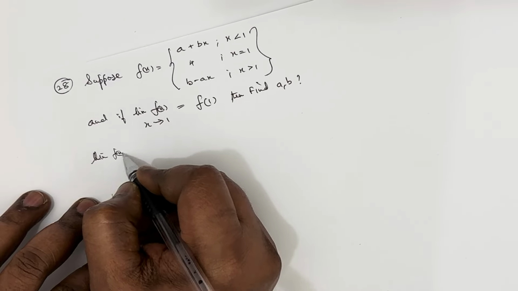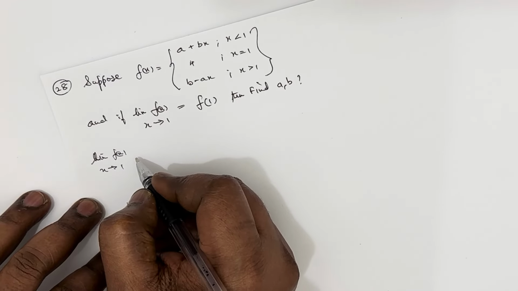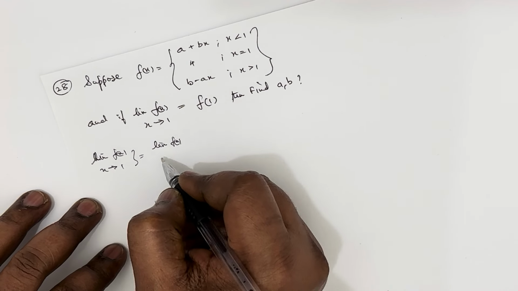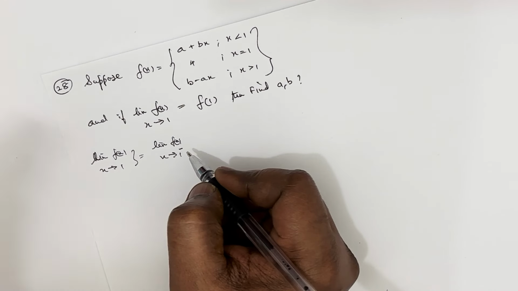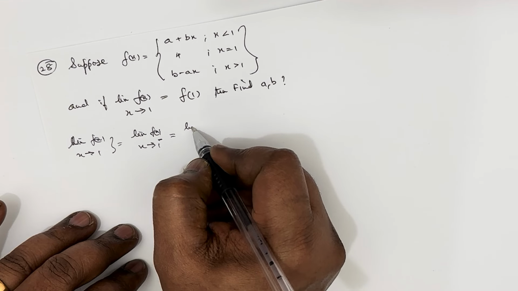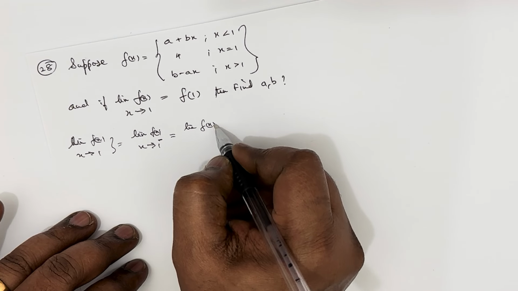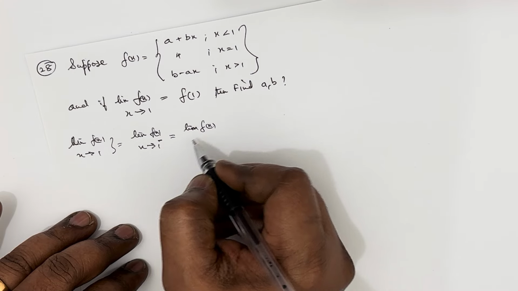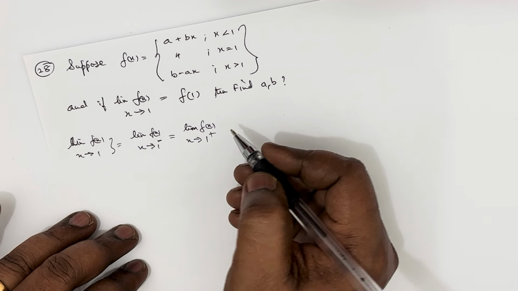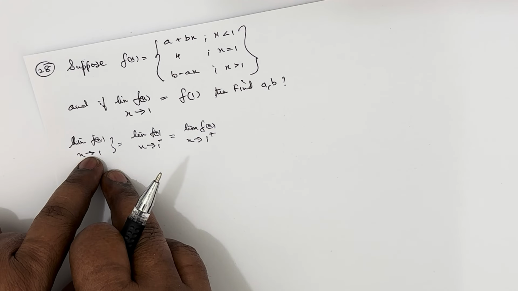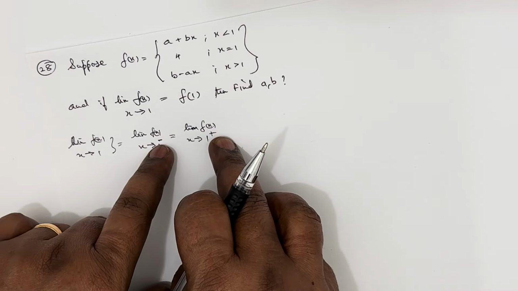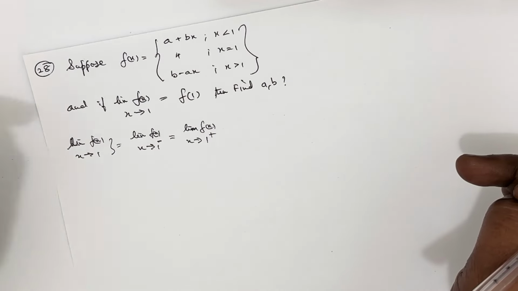We know that the limit of the function as x approaches 1 will be equal to the limit of the function when x is approaching 1 from the left hand side, and equal to the limit of the function when x is approaching 1 from the right hand side. This indicates both sides. When you mark the negative and positive, it indicates that it's coming from both the left hand side and the right hand side.